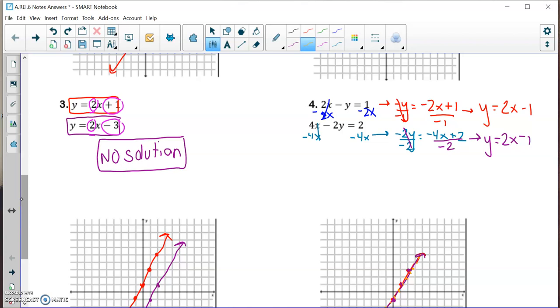So what that means is that no matter what I put in for x and y in one of my equations, the same x and y value will always work out in my second equation. Therefore, there are an infinite amount of solutions. So we would say that there's infinitely many solutions. There are too many solutions for us to write down.